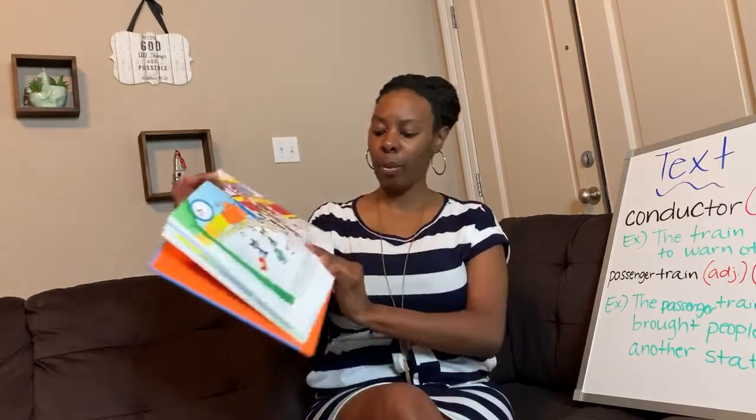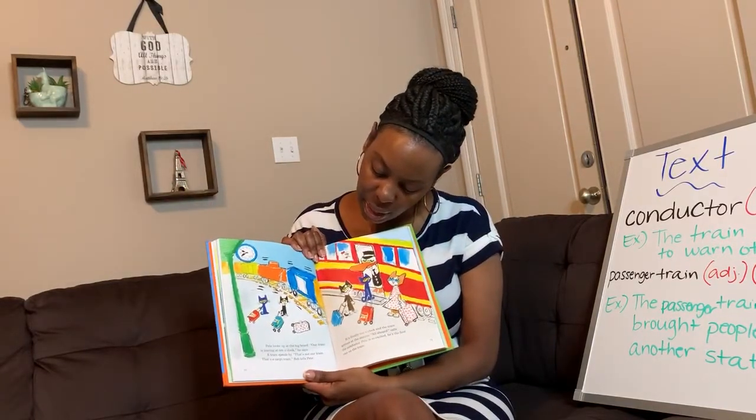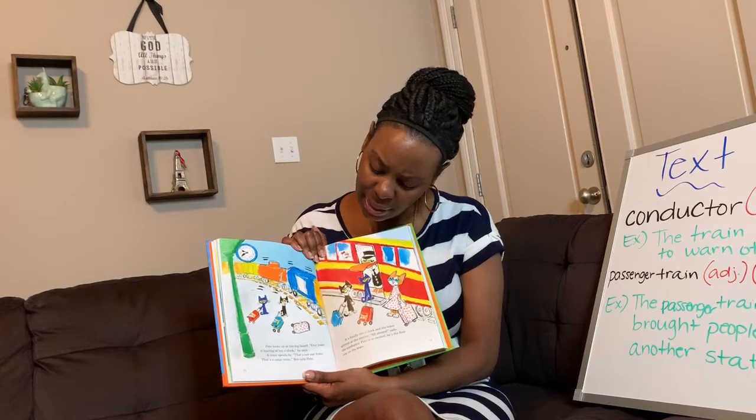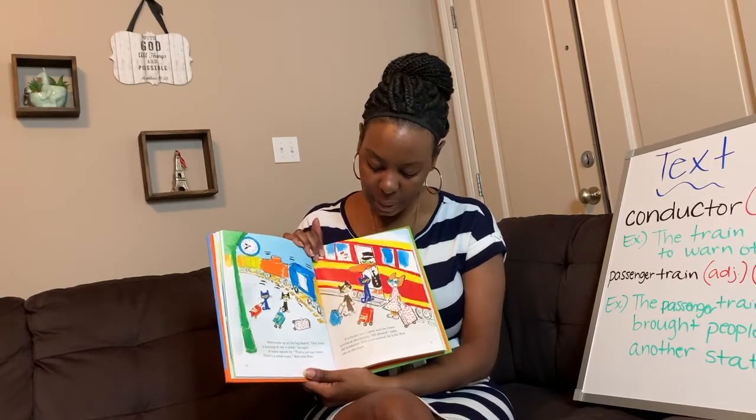Pete looks up at the big board. Our train is leaving at 10 o'clock, he says. A train speeds by. That's not our train. That's a cargo train, Bob tells Pete.